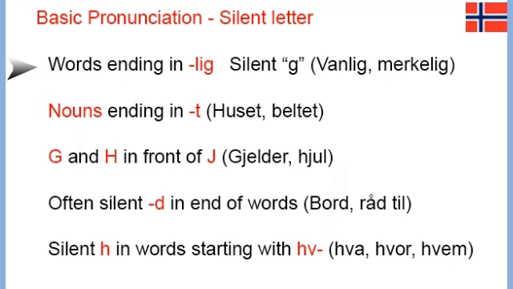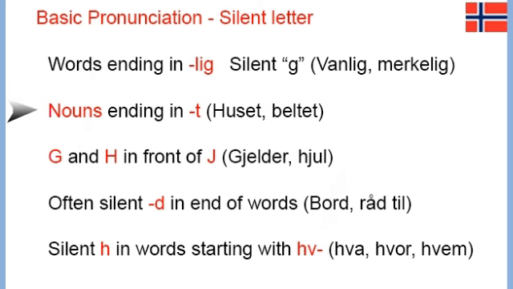One of the things that you will notice in Norwegian is that it often has a silent letter, particularly at the end of words, but not only at the end of words. In the first example here, words ending in L-I-G, which basically means words ending in I-G, have a silent G. But it is silent in this combination even if it's not at the end of the word. For example, you see the words here in parentheses: vanlig, merkelig.